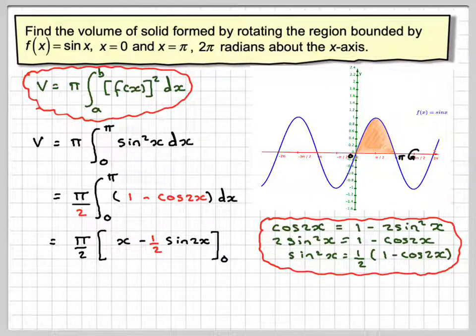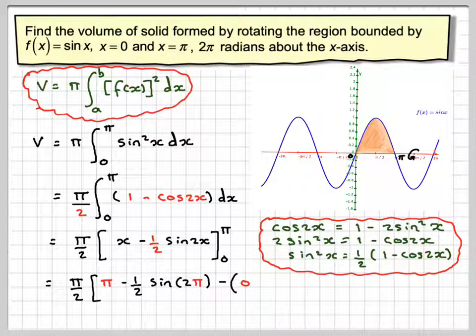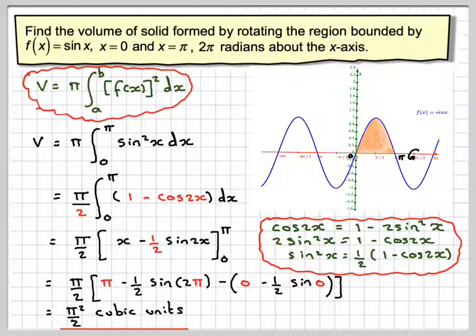The limits are between 0 and pi, so that becomes pi over 2, substituting in pi minus a half sine 2 pi, minus 0 minus a half sine of 0. Now these are all going to be equal to 0, but don't always assume that when you're substituting in 0, because what happens if this is cos of 0, which happens to be 1, so be careful. So this is 0, this is 0. The sine of 2 pi, sine of 360, is also 0. So we're just going to have pi times pi over 2, which gives me an answer of pi squared over 2 cubic units.